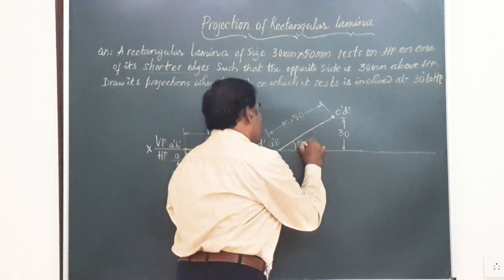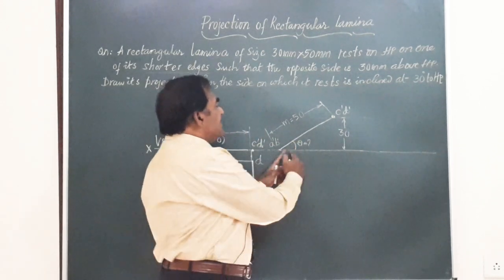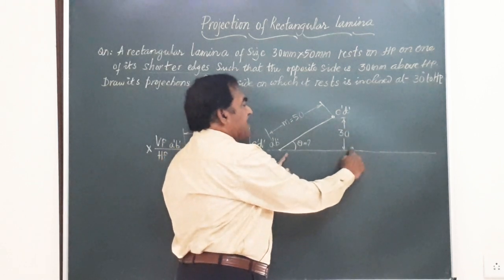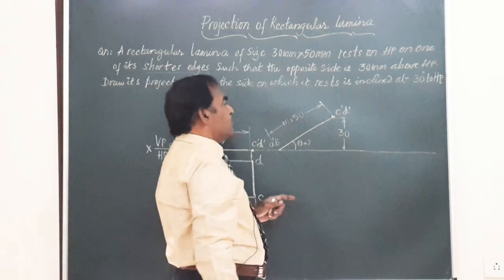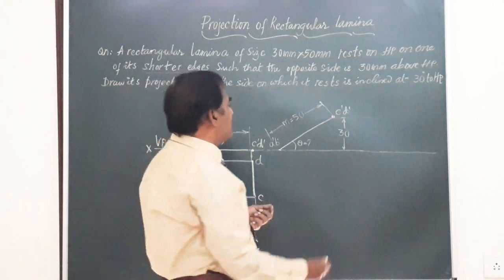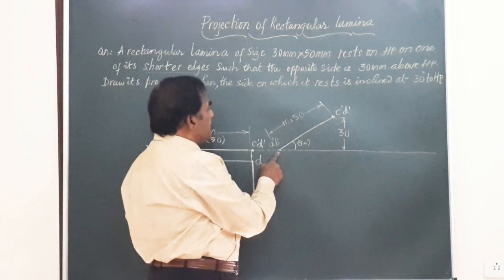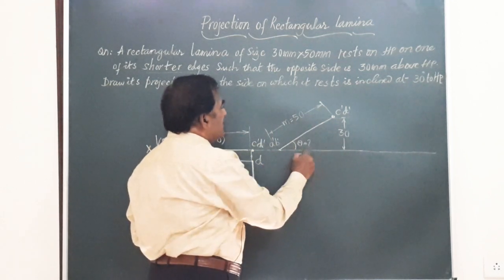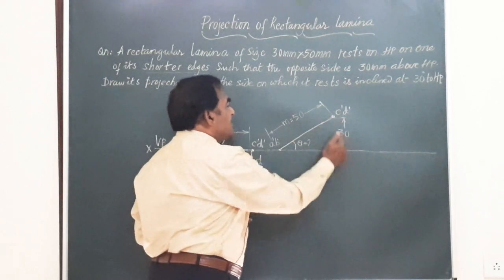Say this is theta, I have not asked, but you can measure this. So when they give you theta, they can ask you to measure this height, or when that height is given, they might ask you to calculate what is the value of theta. Friends, you can see here, we have the lamina resting on the shorter edge AB, and the surface is making some angle theta which can be measured, and this edge is 30 mm.